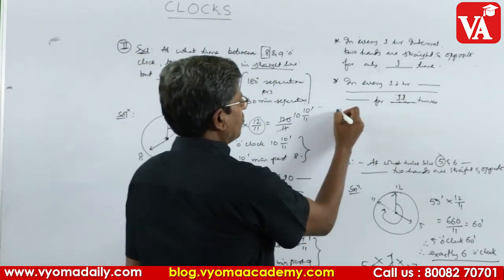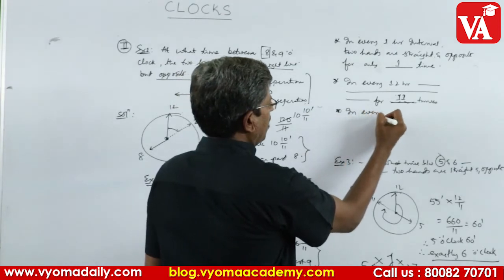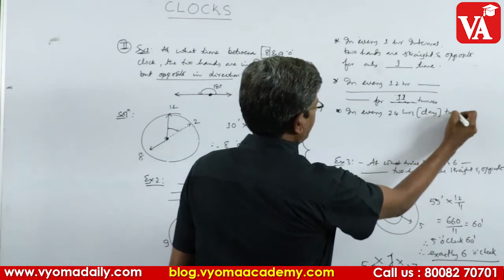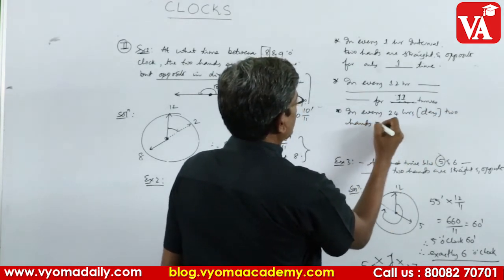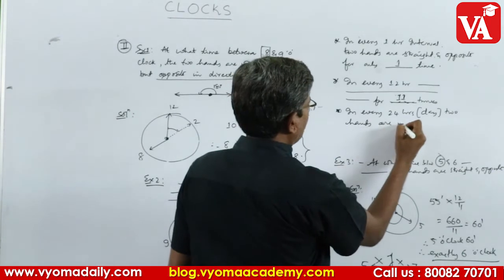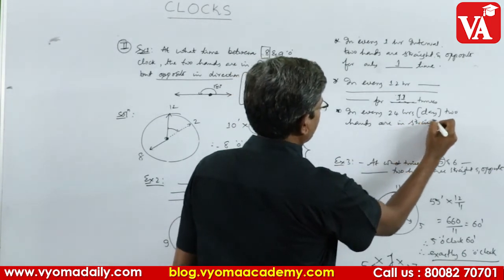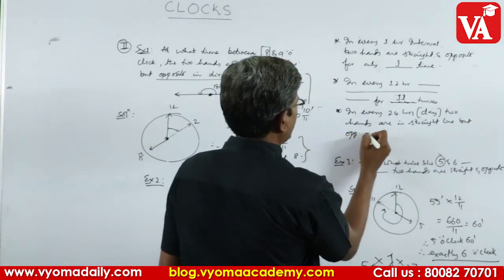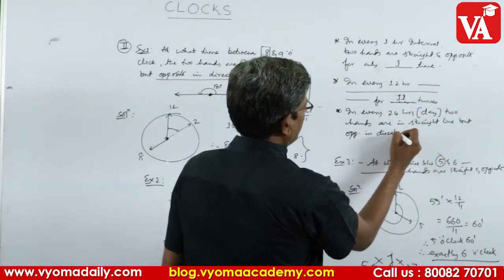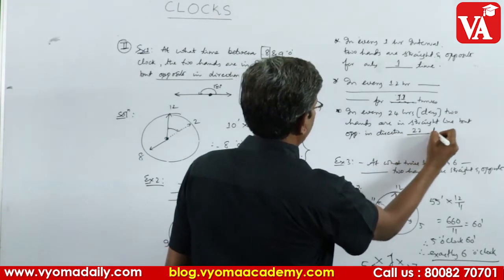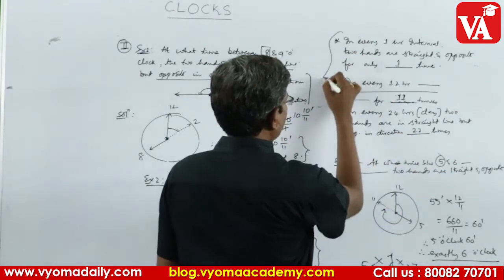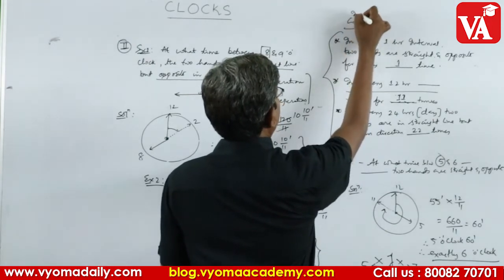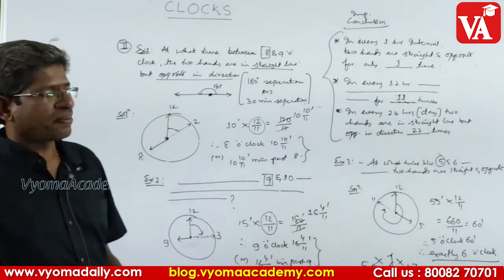Similarly, you can extend the same one in every 24 hours day. In every day, 2 hands are in straight line, but opposite in direction. How many times? You can extend that 11 and 11, 22 times. So these are important conclusions of the second model, right?